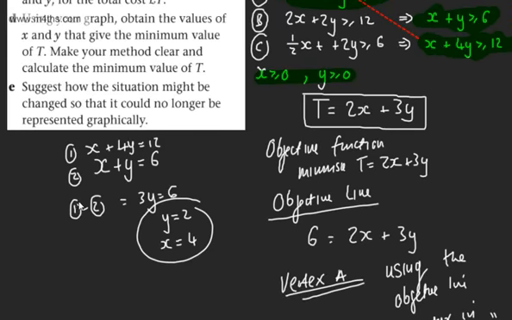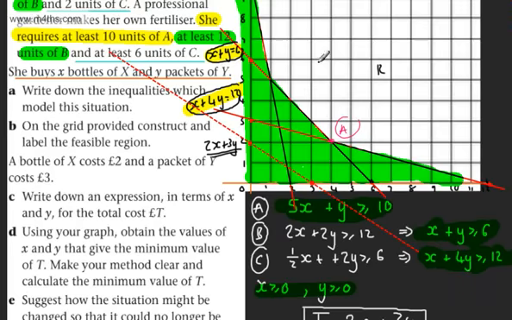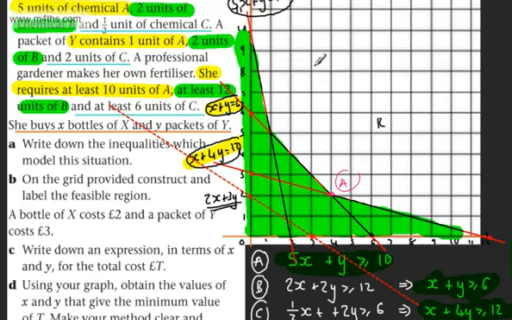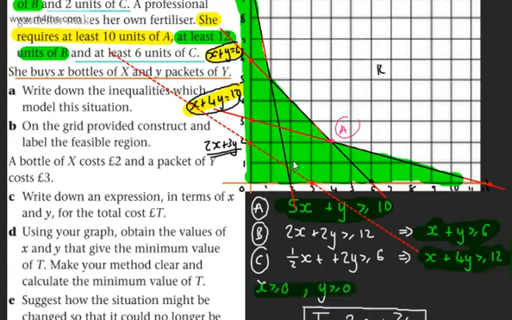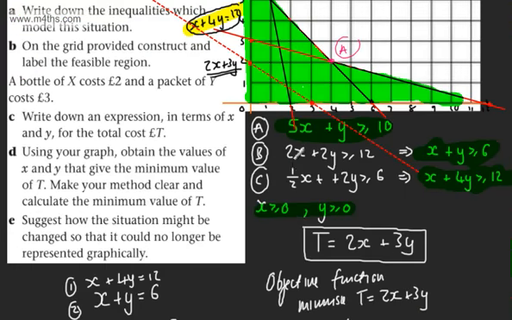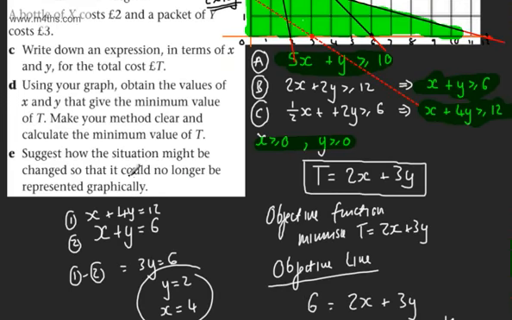Okay, part E suggests how the situation might be changed so that it can no longer be represented graphically. Okay, what we rely on here is a 2D graph. We've only got now these decision variables x and y. Therefore, we can have an xy coordinate axis. If we introduce a third variable, z, then we'd have to make this 3D. Therefore, the graphical representation would no longer be applicable or appropriate.